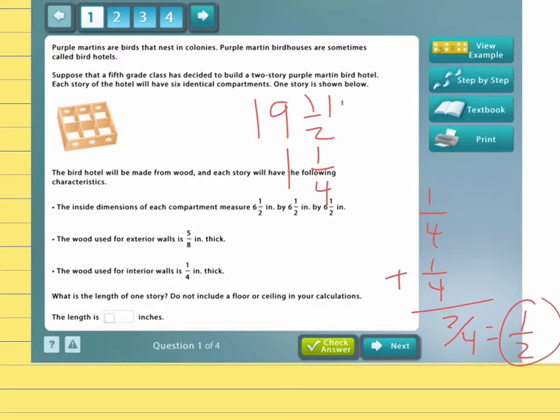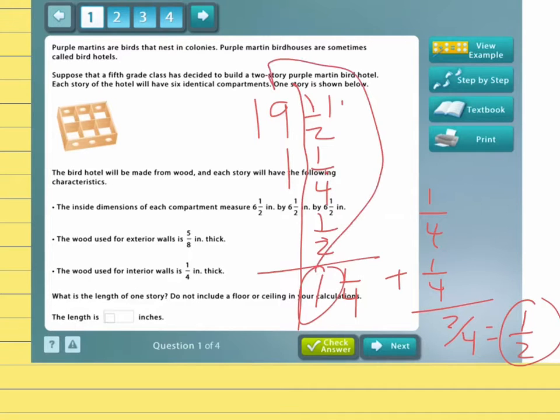So I'm going to add that 1/2 to what I already have, and this is going to give me the total dimension of the length of the bird hotel. So I got a 1/2 inch, a 1/2 inch, and a 1/4 inch. So that would be a 1/2 and 1/2 as a whole, and a 1/4. So that's going to be 1 1/4 inches. And then I'm going to regroup that one whole here. Ends up with 19 plus 1 plus 1. So that's going to be 21. So the total length of this bird hotel, including the walls, is going to be 21 1/4 inches.